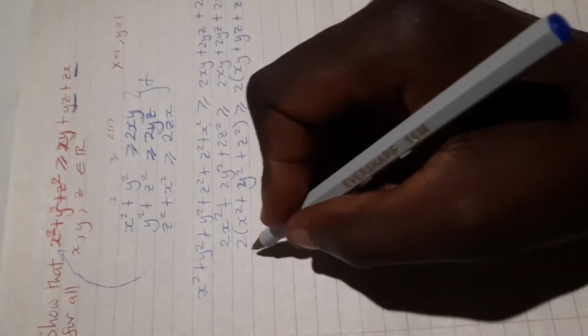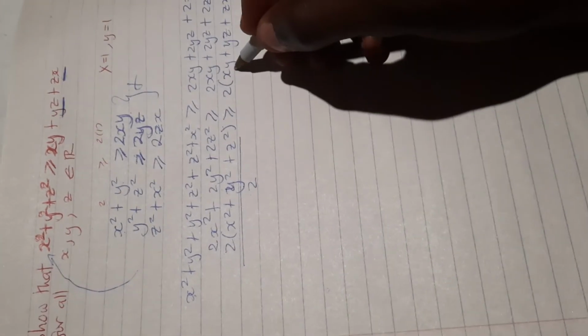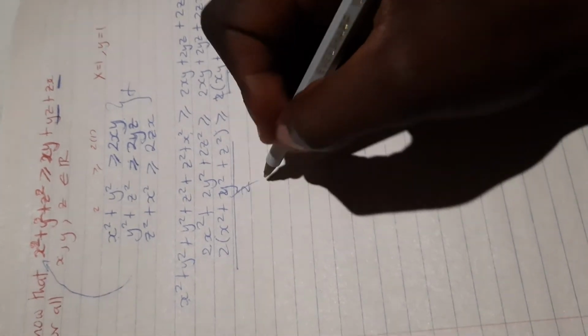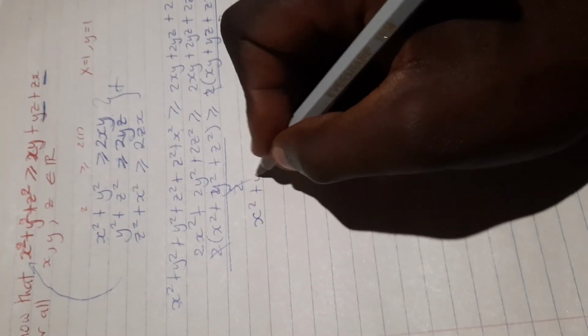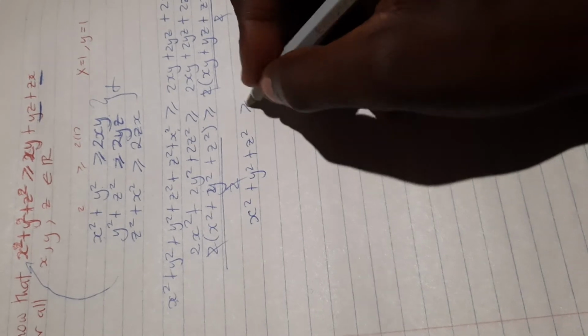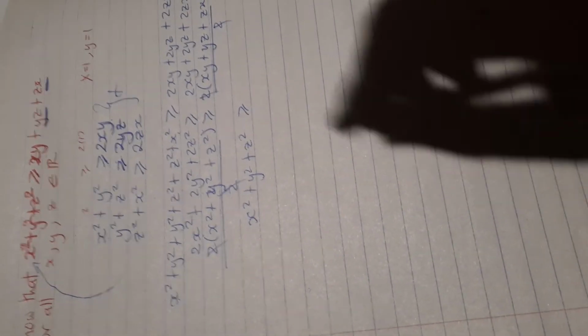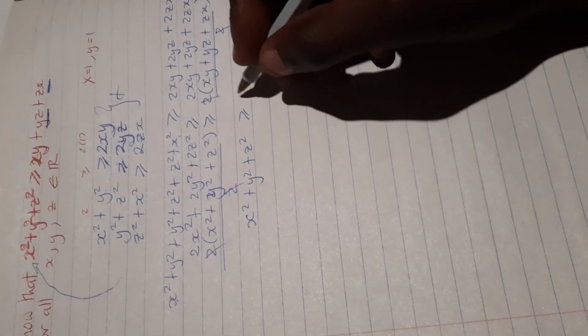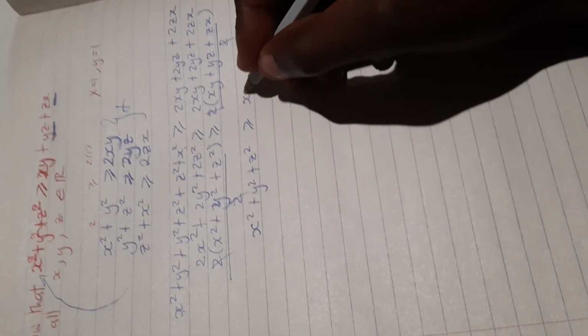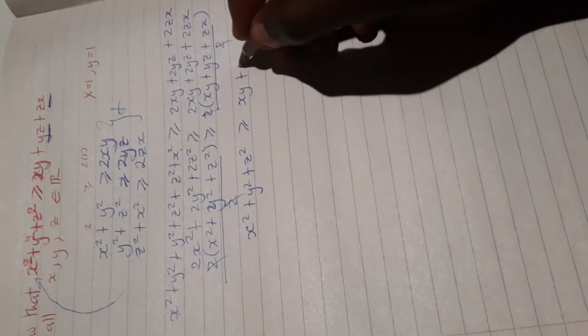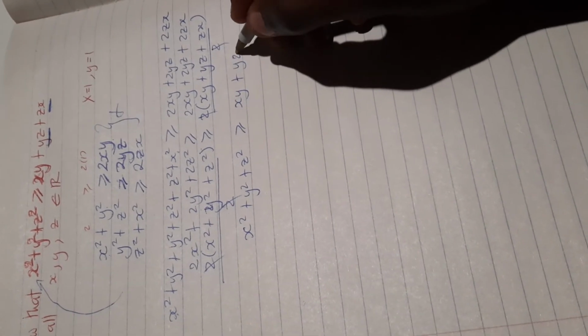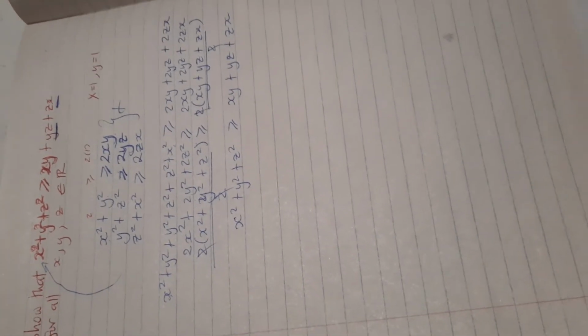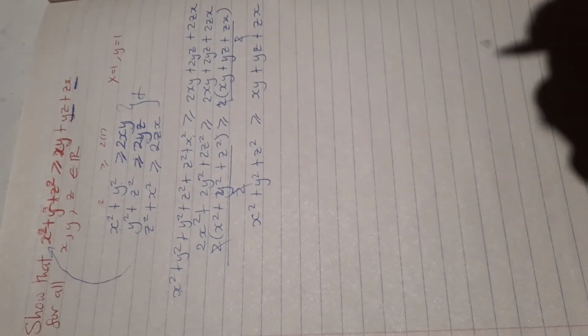Then we divide everything by 2, because 2 is the common term. And finally, we've managed to show that the sum of the squares of the variables x, y, z is greater than or equal to the sum of the products of the variables x, y, and z. So we have finally managed to show it. That's the solution, that's how we calculate it.